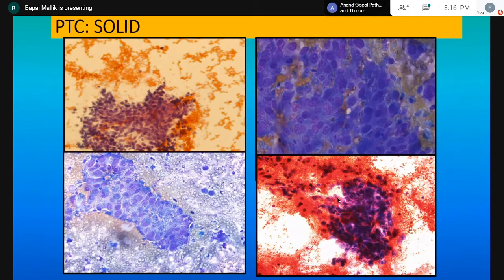So this is papillary thyroid carcinoma, a solid variant. As you see, these are more syncytial, overlapping sheets and fragments of cells. See how tightly packed the cells are. It doesn't show the kind of separation, although you can find a little bit of overlapping in the usual variant, but this is too much of an overlap. And in between, you can still see some intranuclear inclusion. This is another big tissue fragment, extremely hypercellular, and this is one on Giemsa.